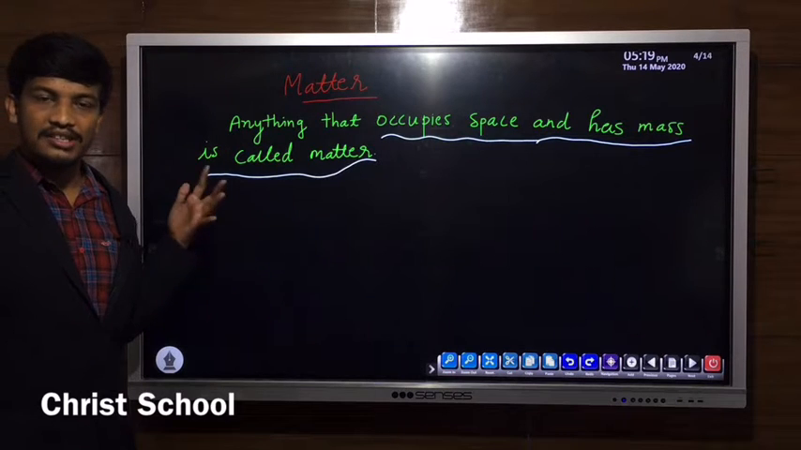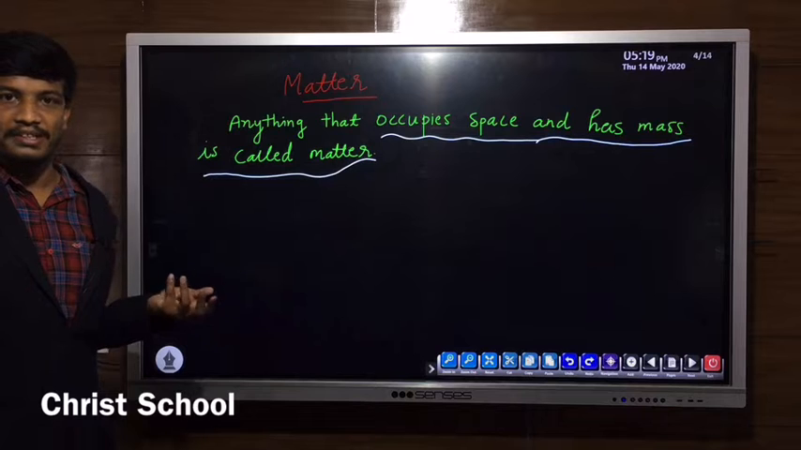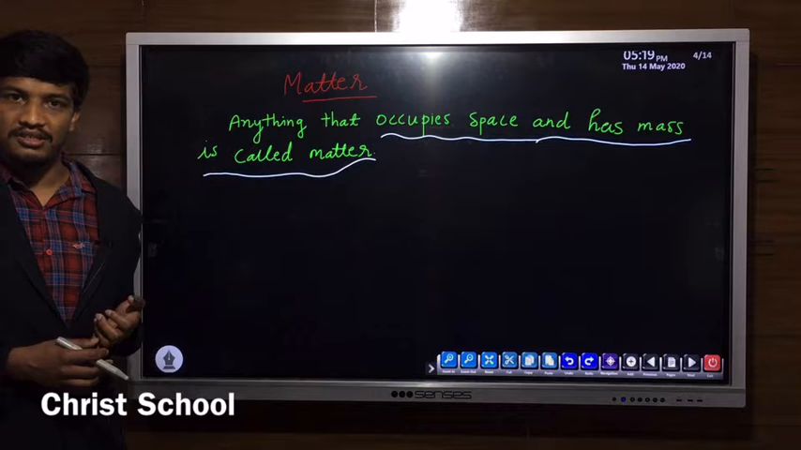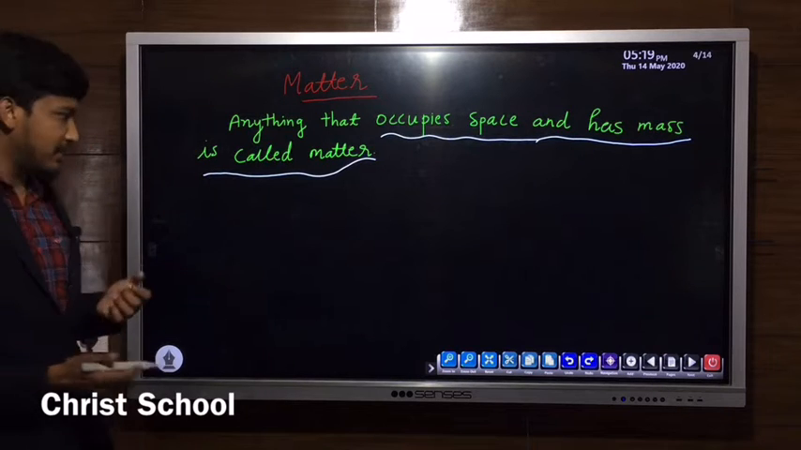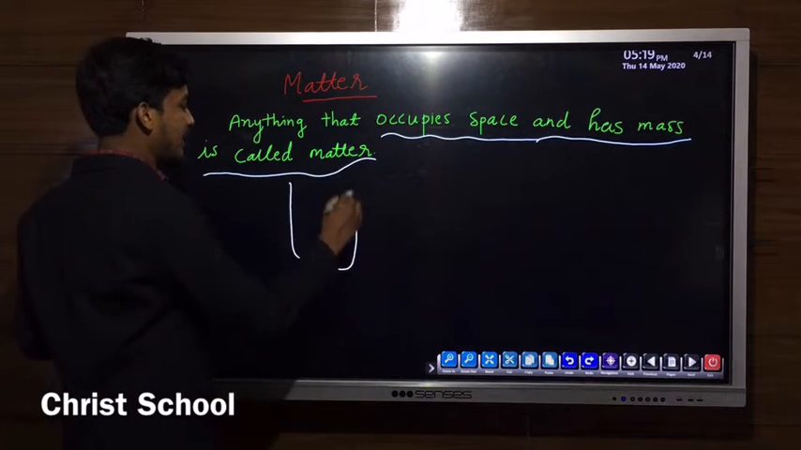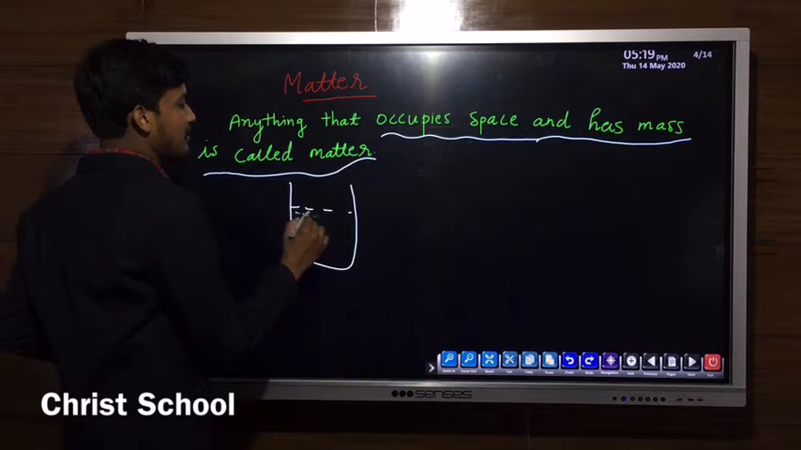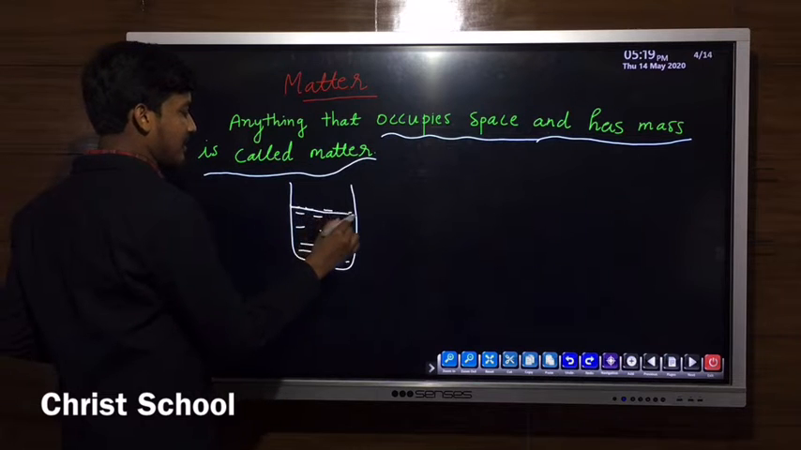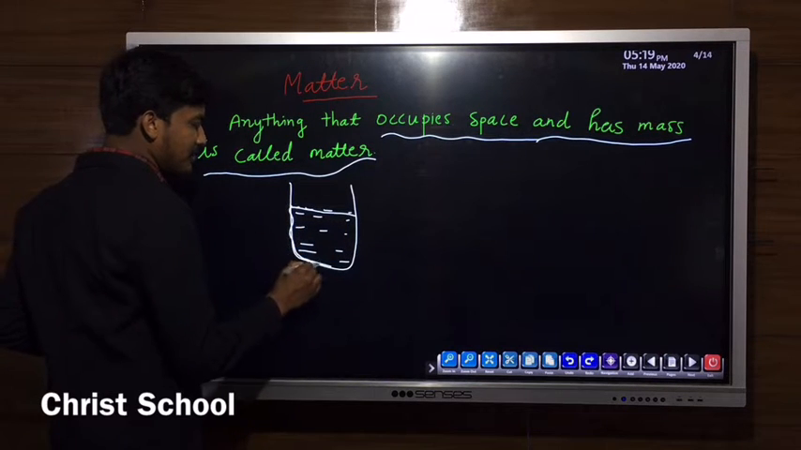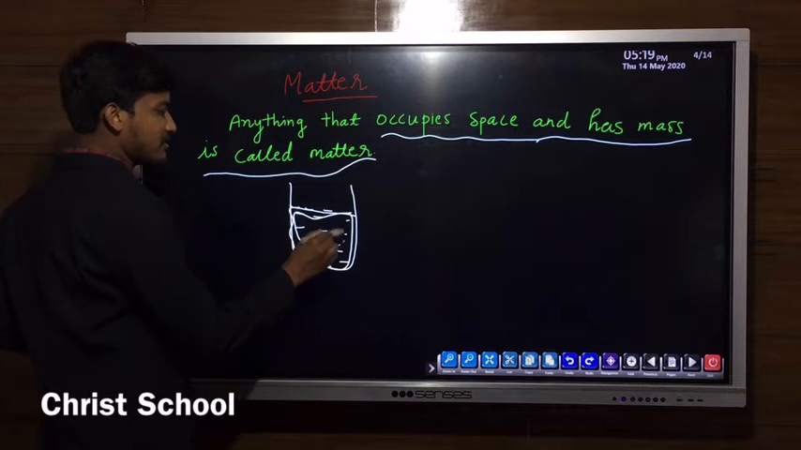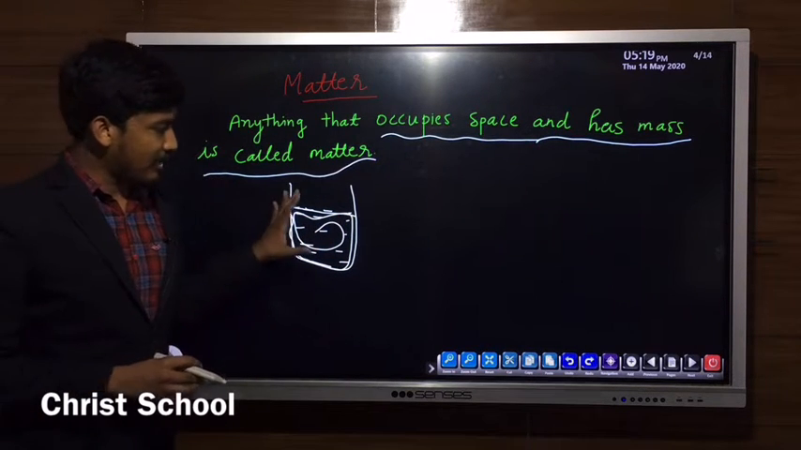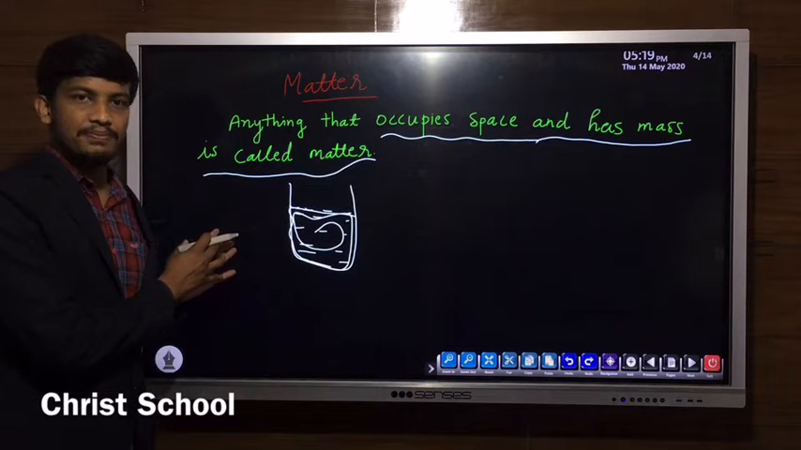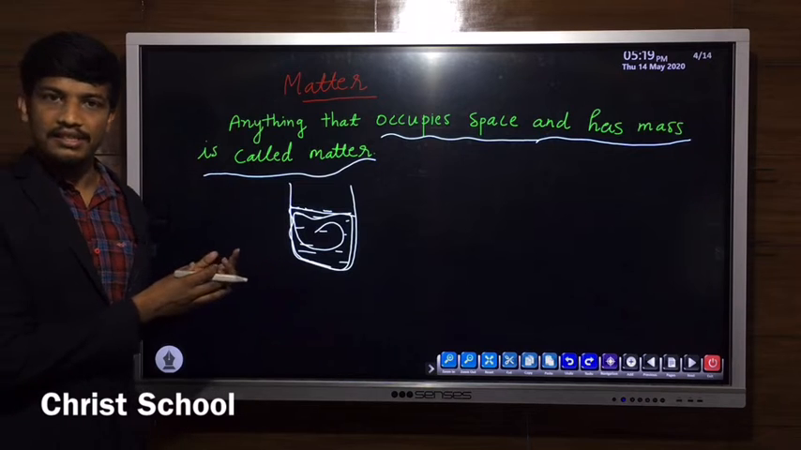And what about water, air, etc.? They are also matter because the mass of the water we can measure, and also water occupies space. For example, suppose we have a glass like this and we fill water in this glass. Now we can see that this is the water level. So water occupies the space inside the glass. So the water occupies space and also we can measure its mass. So we can say that water is a form of matter.